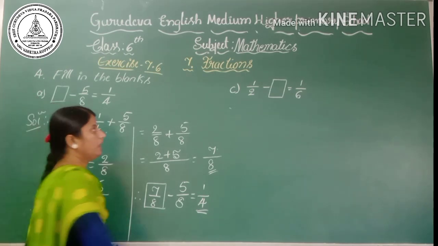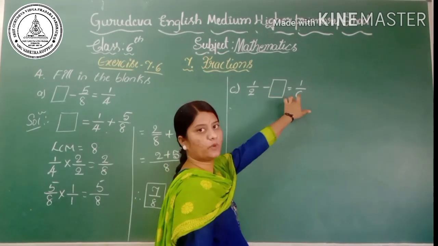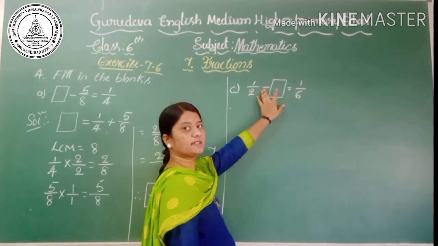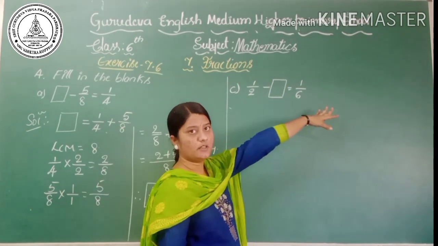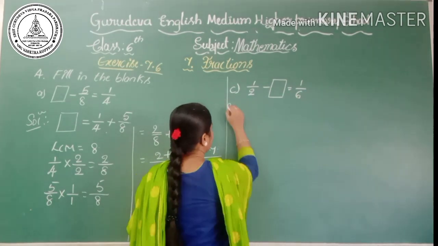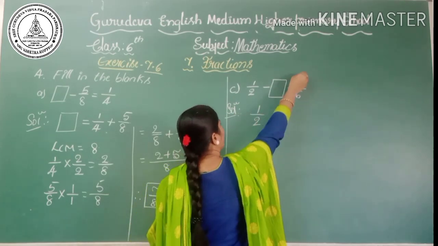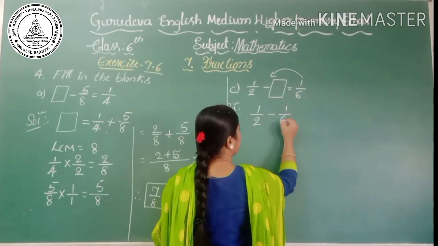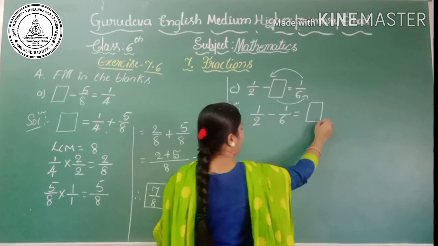Yes. Similarly we have to do the second one, the third problem. 1 by 2 minus box which is equals to 1 by 6. So here there is a minus box, right? So we have to move it to the other side of the equals and it will become plus. And I will move 1 by 6 to the left side. In the solution, 1 by 2, I will take 1 by 6 to the left side. It was positive, so it will become minus 1 by 6, which is equals to box, which goes after the equals and becomes positive now.